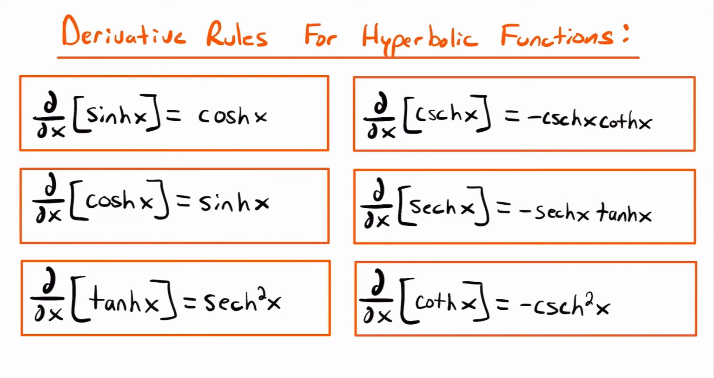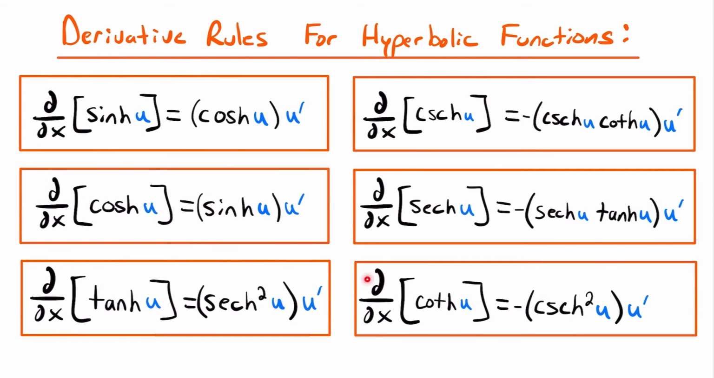Okay, and so similar to our other derivative rules, we also could have a version of these rules for a function other than just x within these hyperbolic functions, right? We could have derivative rules for when the chain rule would need to be used for these hyperbolic functions. And so here we have those derivative rules. If we have hyperbolic sine of some function u, where u would be defined with x, that would be equal to hyperbolic cosine of u times the derivative of u, u prime.